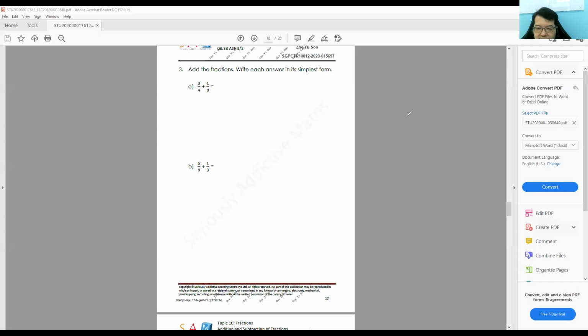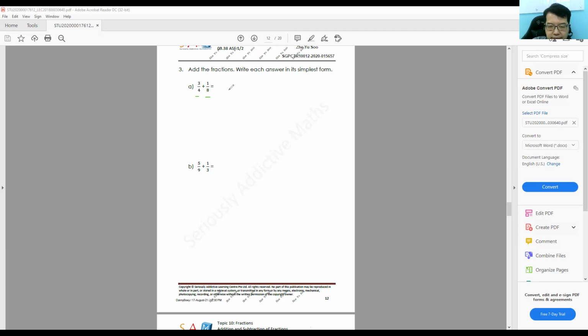Okay, we're going to do more practices. Let's turn to page 12. I will show you how to do 3A, and you will do 3B on your own. Let's start now. You look at two fractions here, 3/4 plus 1 out of 8. And I would like to add them by using the same denominator. In this case, 8 seems to be the common denominator that I would like to convert the fractions into, because 8 is the larger number of parts compared to 4.